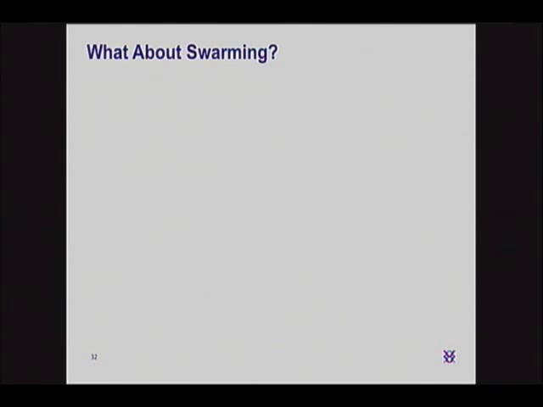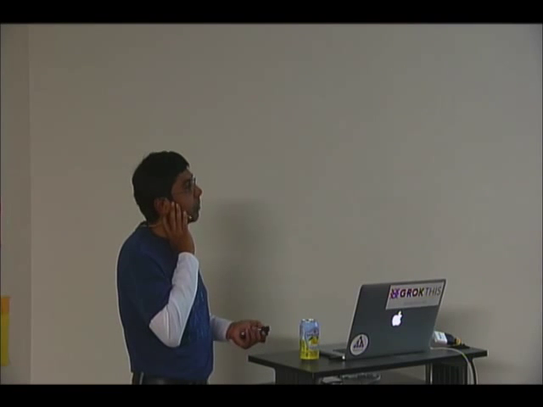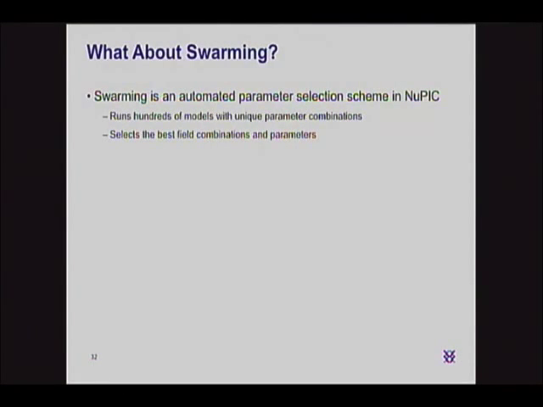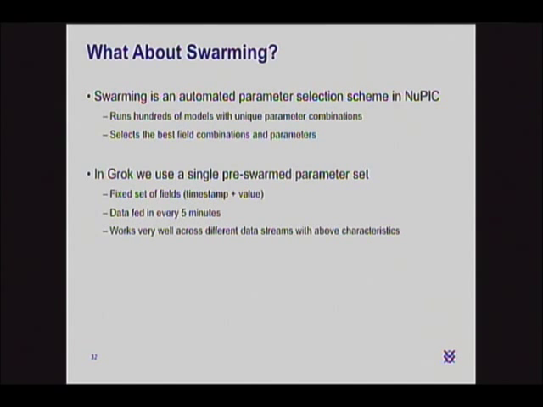Okay, so the second thing we learned is a little bit about swarming. So what about swarming? We talk a lot about swarming. Swarming is an automated parameter selection mechanism in NuPIC. It basically allows you to run hundreds of models with many different permutations of the encoder parameters, the spatial pooler parameters, and so on, and it picks the best model and the best combination of fields that gives you the best predictability. If you run it, it's a pretty time-consuming process, and it's really impractical to use it in a product if you want to get results very quickly.